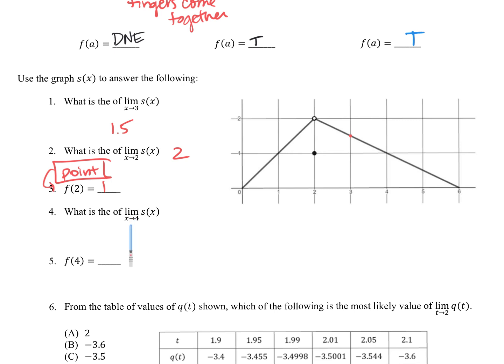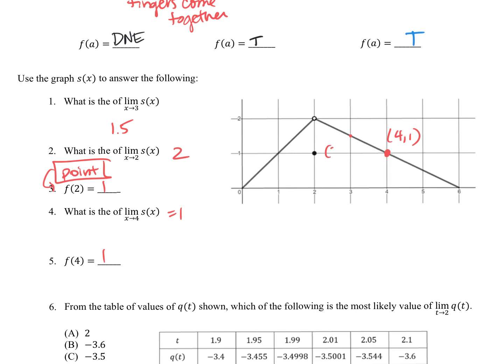Let's try one more time. What about at 4? The limit as x approaches 4. As my fingers come together at 4, where do they come together? At 1. What is f of 4? 1. Would you guys agree this actually has the point 4 comma 1? This has the point 4, 1, so that's the value here.